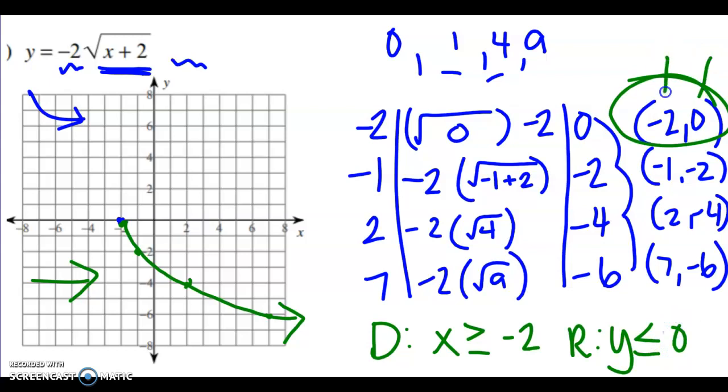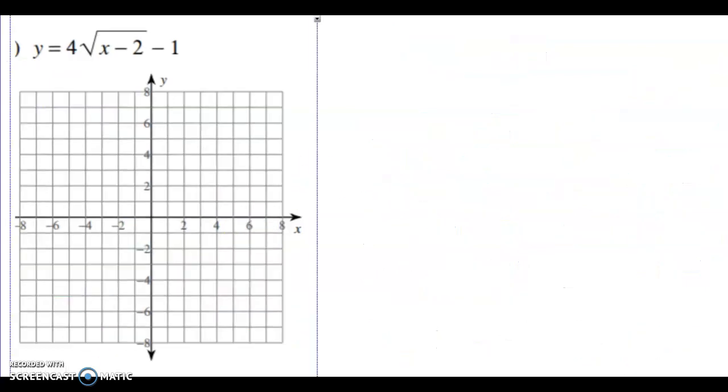Okay, so I'm still using my x and y values, but since the range is going down, it's going to be less than. All right, last one. Here we go. The last graph that we have on here has a lot going on. So this one has a number out front, and it's got a number at the end.